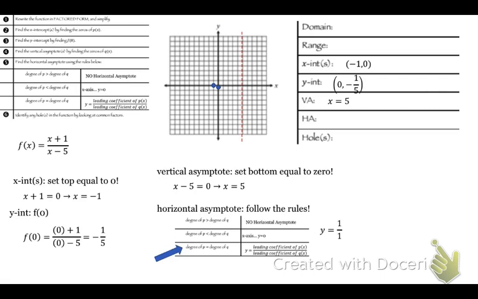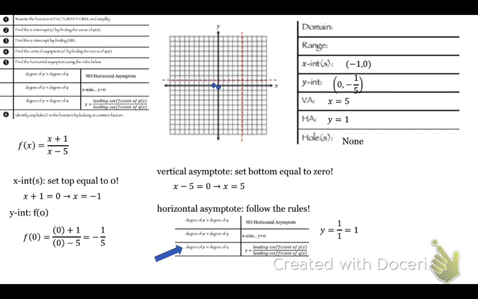Remember, the leading coefficient is the number in front of your highest power. So my highest power there is just x, and the number in front of that is just 1. Same with the bottom, it's just 1. So that's going to be y equals 1. So my horizontal asymptote is y equals 1. Okay, there were no holes.